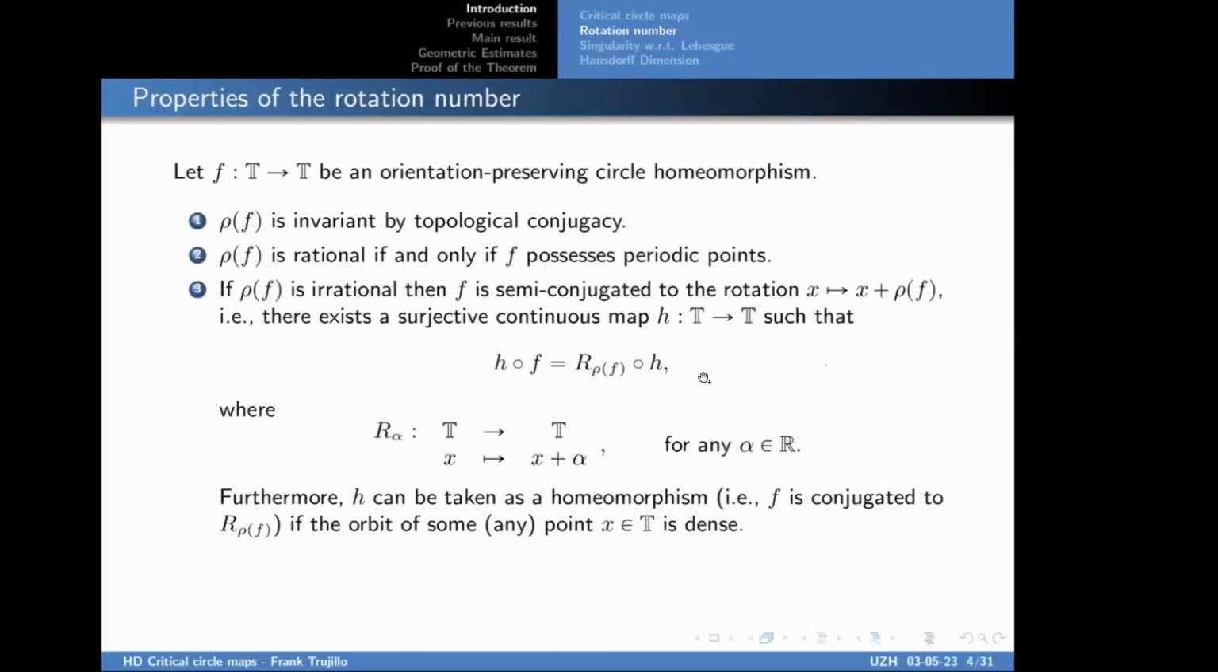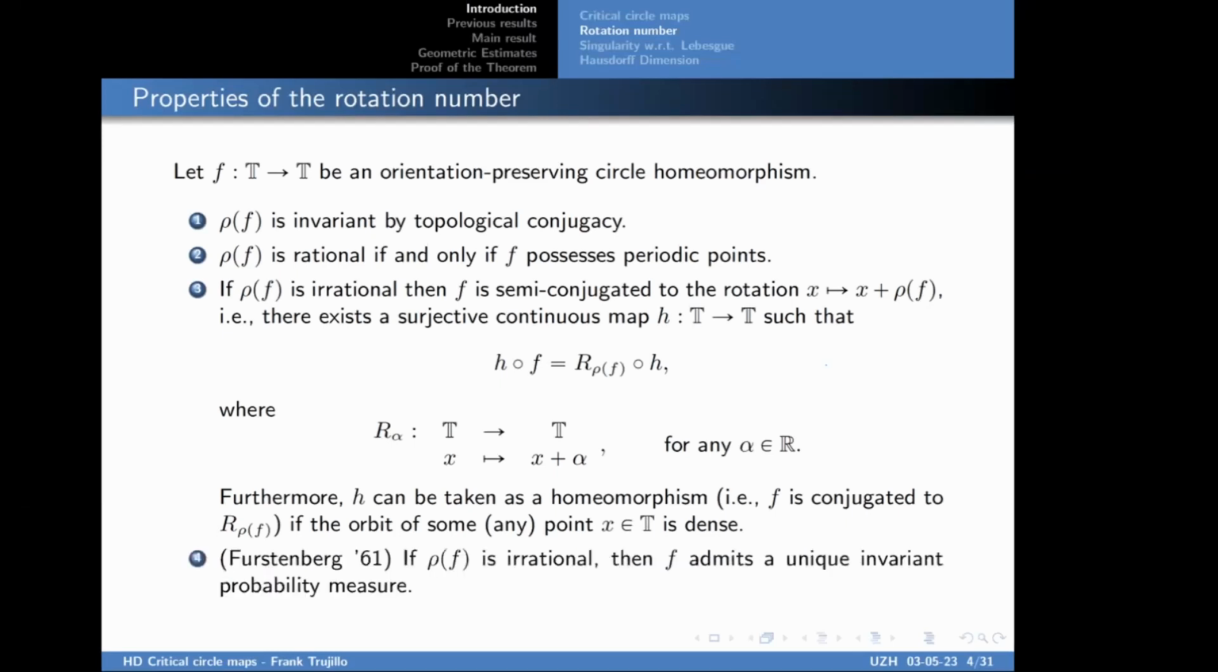And one of the most important properties for me in this talk will be this: if I don't have periodic points, that means if my rotation number is irrational, I have a unique invariant measure. Okay?